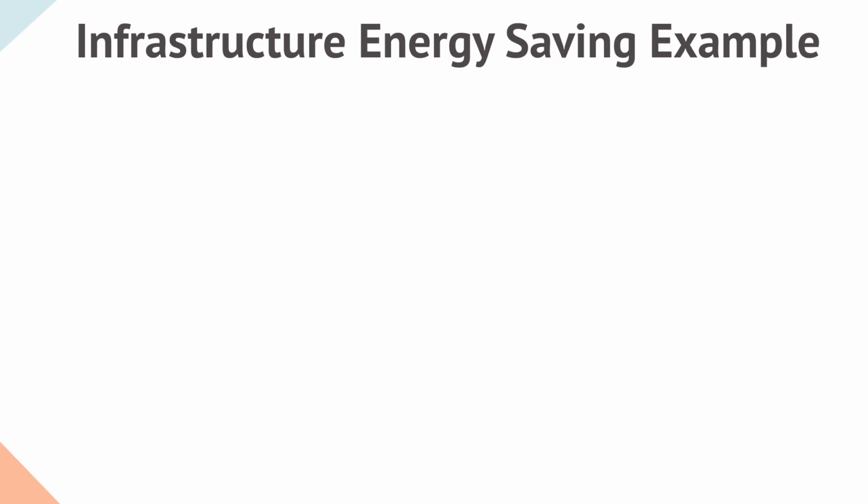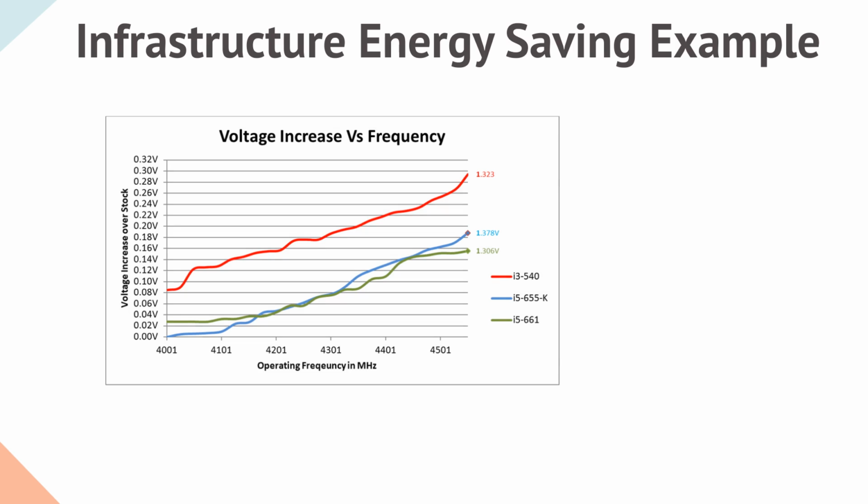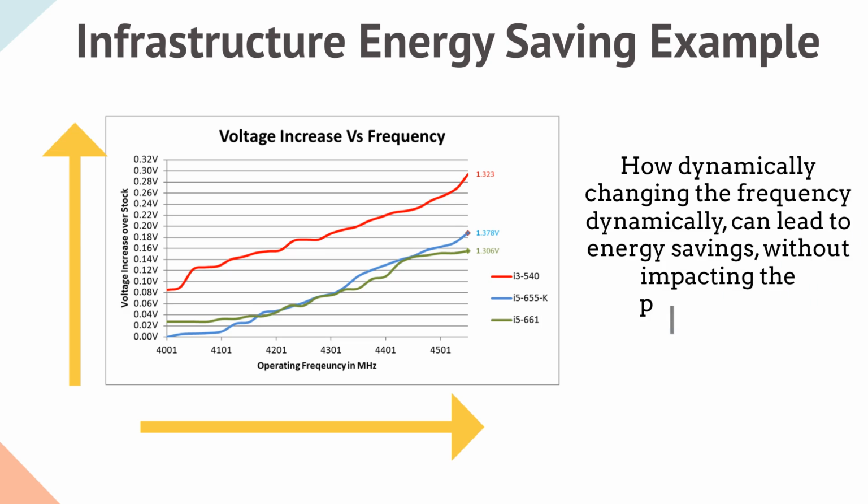Let's start with one of the infrastructure energy saving techniques. To understand the concept of infrastructure energy saving, we need to explore two critical characteristics of CPU processor performance: frequency and voltage. As the CPU frequency increases, the voltage also increases, and thus power consumption also increases. But it's important to note that this relationship is not linear. In most cases, CPU frequency is kept fixed, irrespective of the workload. But we will see how changing the frequency dynamically can lead to energy savings without impacting the performance.